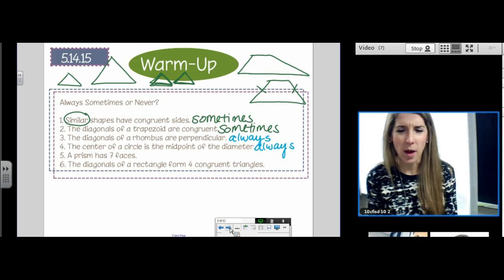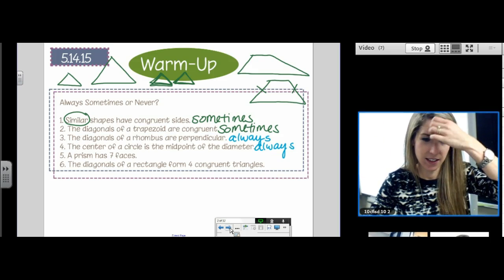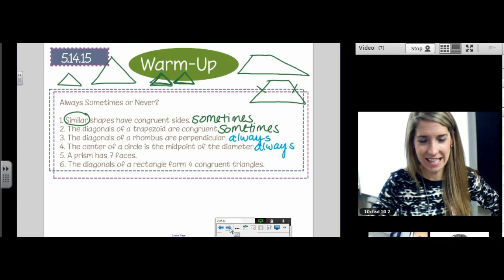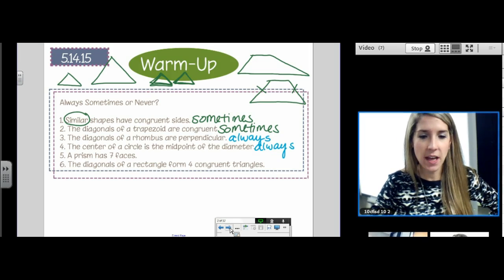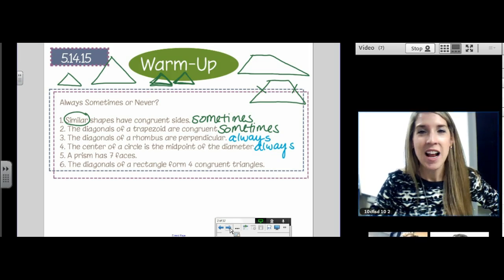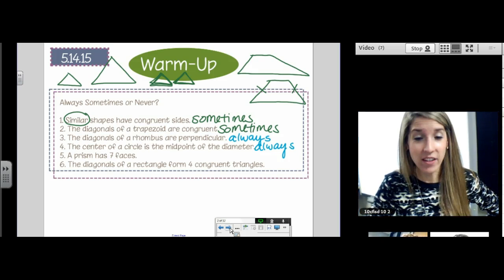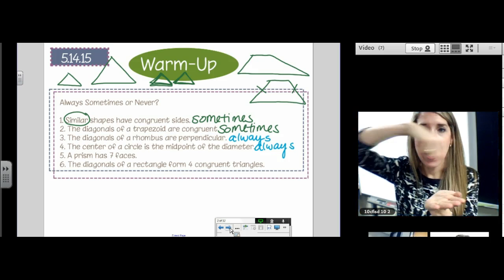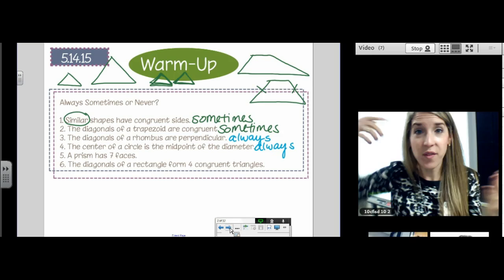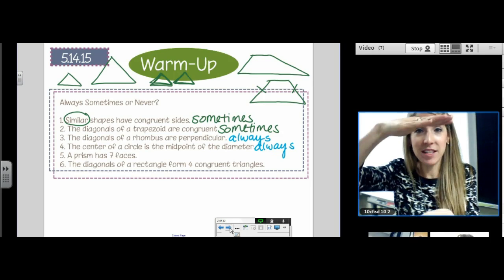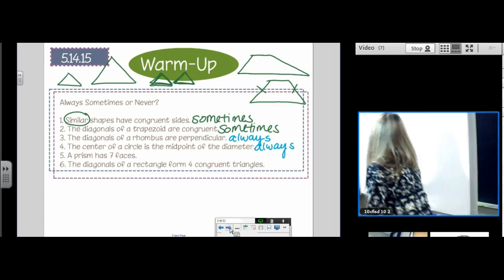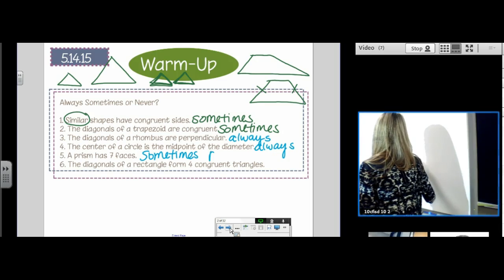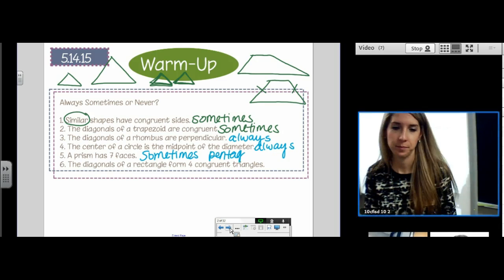A prism. Ooh, a prism has 7 faces. Can it have 7 faces? Oh, I see lots of sometimes. Which prism would have 7 faces? Oh, Abby was first. A pentagonal prism would have 7 faces because it's going to have the top and the bottom. That's 2. And then how many lateral faces is it going to have? 5, because it's a pentagon. So 5 plus 2 is 7. So we are loving the word sometimes on this warm-up. Sometimes for a pentagonal prism.